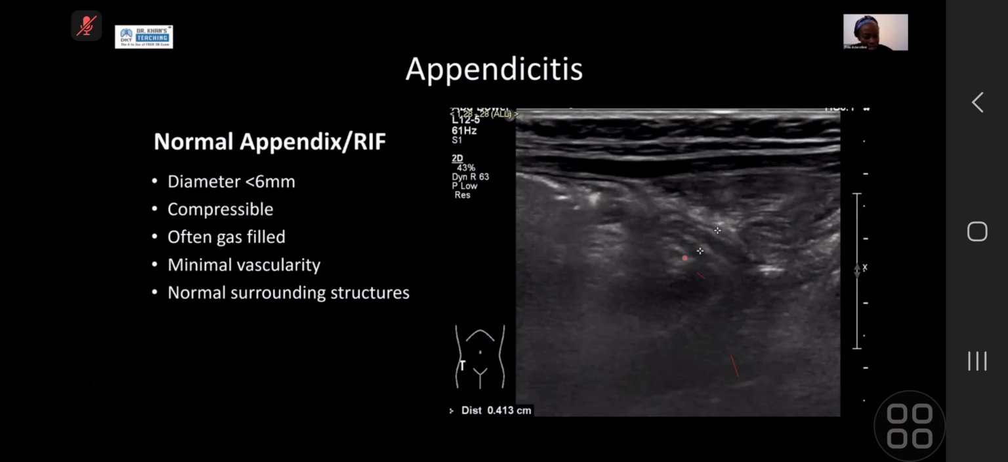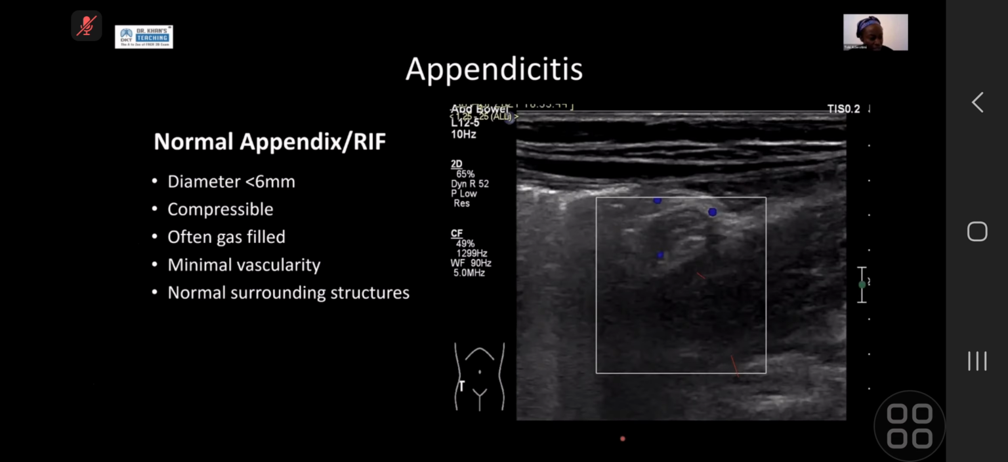So a normal appendix, so this is a picture of what the appendix should normally look like, is under 6 millimeters in diameter, so that's best measured on the transverse view. It's normally compressible, so you should be able to squash the appendix, and it's often got gas within it. And there is normally minimal to no vascularity around the appendix and within the mesentery. And the surrounding structures are normally also okay.